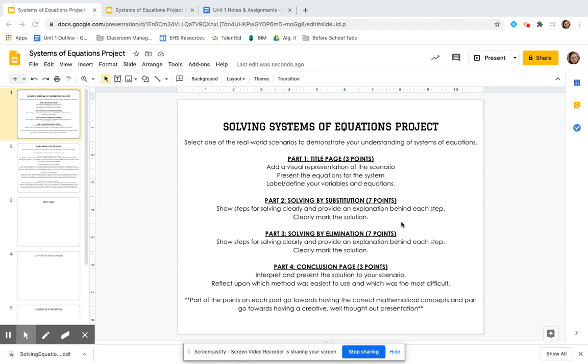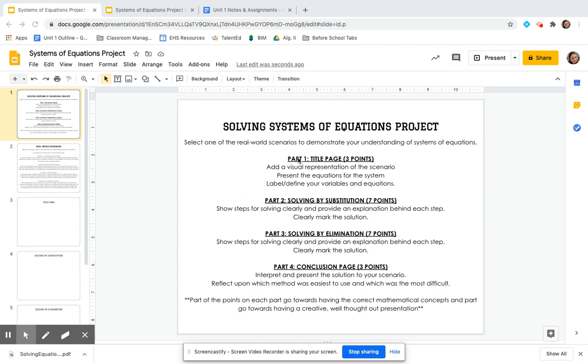Hey everyone, here is just a short explanation of the Systems of Equations project. There are 4 parts to it. Basically, you're going to pick one of the real world scenarios on the next page, and I'll go through what they are. And you're going to demonstrate your understanding of systems of equations.